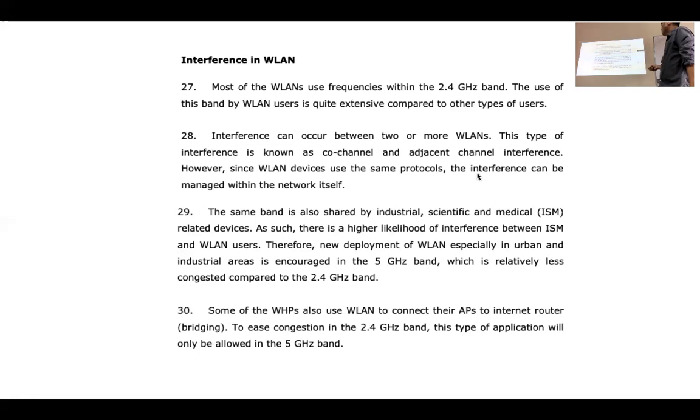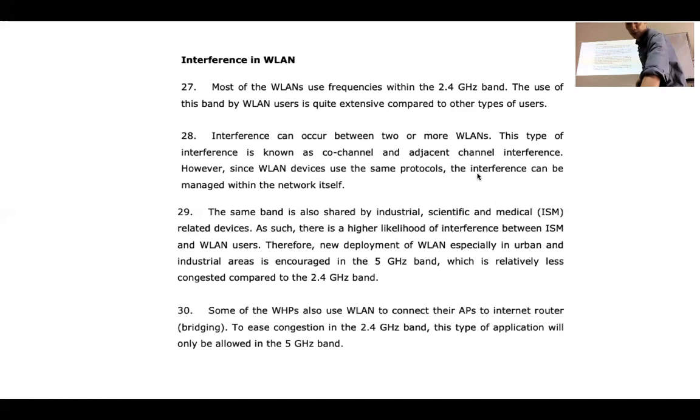Therefore, because of this interference, they deploy the new one. Here it is congested, so many devices sending radio waves. Therefore, they actually ask us, for urban and industrial areas, now you use more of the 5 GHz. Okay. Then some of these products are also used for internet router bridging. Okay, to ease congestion, also use 5 GHz. Right.